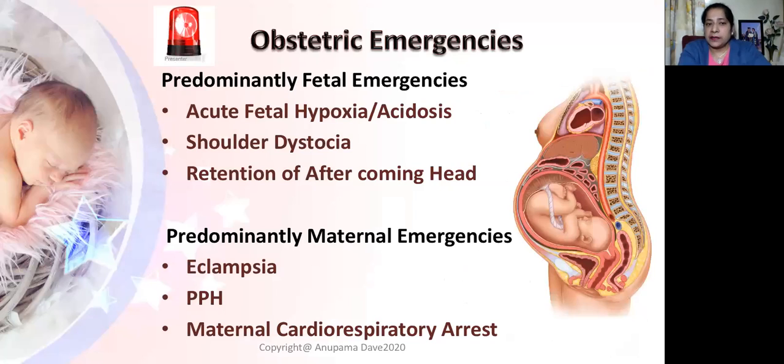Now, obstetric emergencies can be divided into predominantly fetal emergencies and predominantly maternal emergencies. Maternal emergencies I would be dealing with in my subsequent lecture series, but coming to fetal emergencies, first, what we call as fetal distress is acute fetal hypoxia or acidosis, then shoulder dystocia and retention of aftercoming head. The last two conditions in my next lecture, I would be taking them.